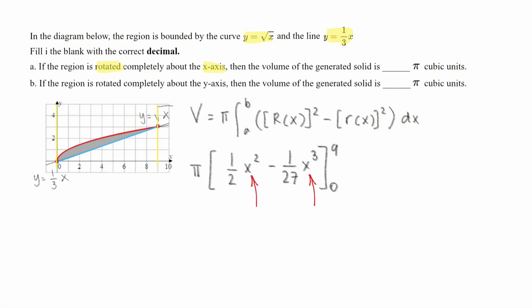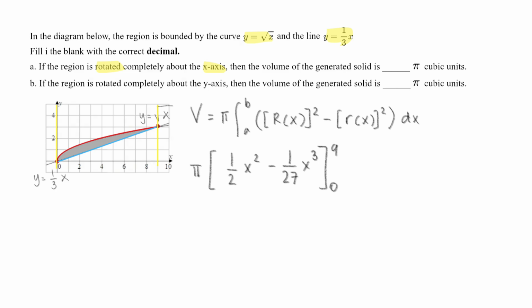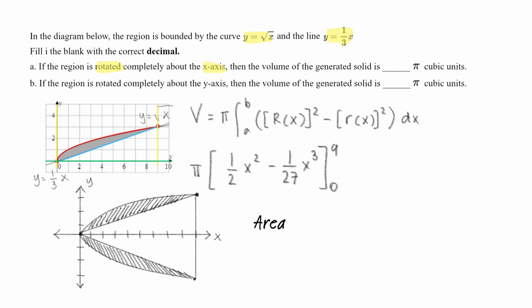Since both terms have an x value, substituting for 0 would result in 0. In this case, let's concentrate on x equals 9. Pi times the quantity 1 over 2 times 9 squared minus 1 over 27 times 9 cubed equals 13.5 pi. So the volume of the shape when it rotates around the x-axis is 13.5 pi cubic units.